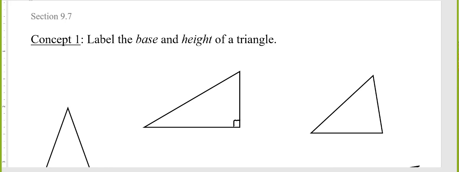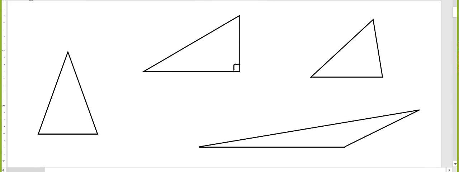Okay, section 9.7 in your textbook is on areas of triangles. So the first thing I want you to be able to do is label the base and the height of a triangle. Let's go talk about that concept first. I drew several different triangles down there, and we're going to label what is the base and what is the height.